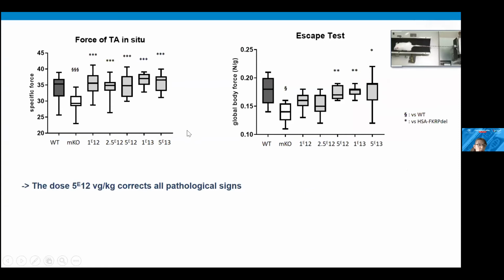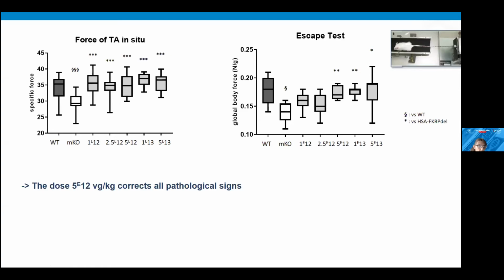And we can also do an analysis of the expression of the force in the living mice. And you can see that here we have a dose effect of the restoration of the force. So we have a dose here that defines all the parameters. And this is in fact an example of preclinical work that is used to define the dose that you're going to use in a clinic.